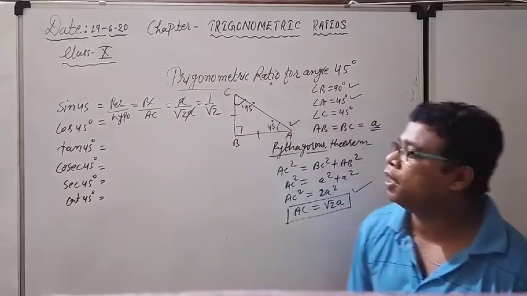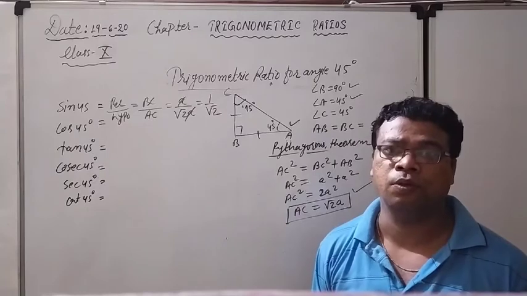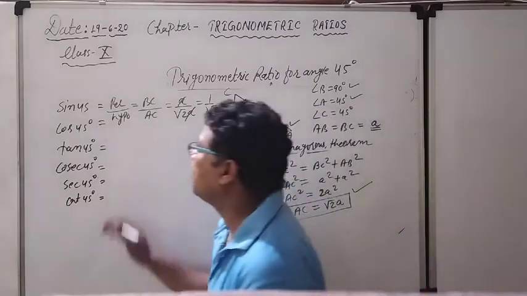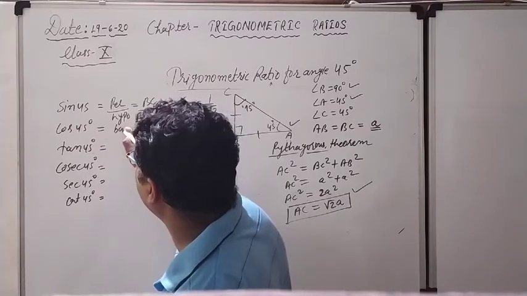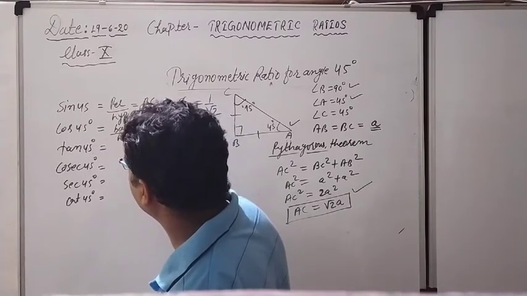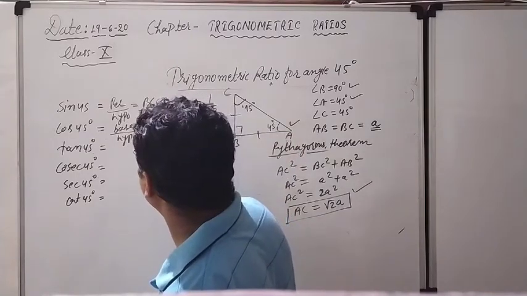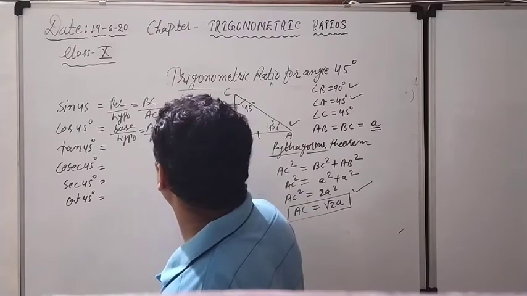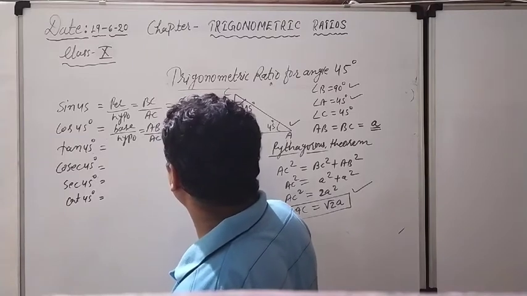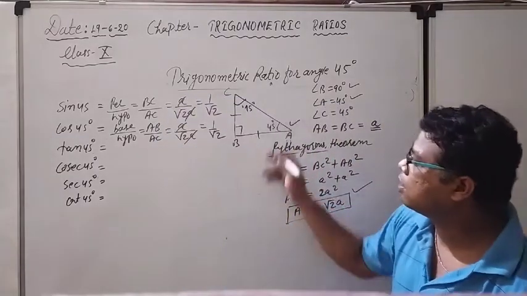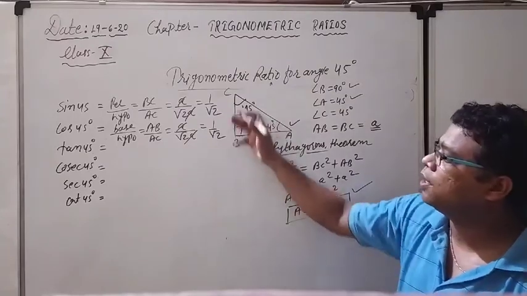That is the most important thing. What is the value of sine 45? 1 upon root 2. That we have to remember. After that, what is the value of cos 45? Base upon hypotenuse. According to angle A, the base is AB. AB upon AC. AB is A and AC is root 2 A, going to be cancelled, giving 1 upon root 2. Both AB and BC are equal to each other, A, and that's why they give me the same value.